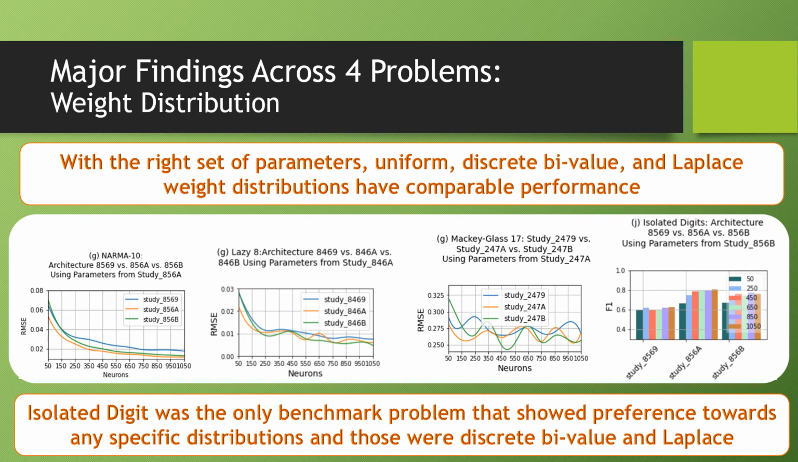The only problems that may show some preference are Mackey-Glass and isolated digit. For Mackey-Glass 17, the discrete bivalue distribution does okay. It just seems to be a bit less consistent when swapping out parameter sets. However, the isolated digit problem definitely saw preference for discrete bivalue and Laplace. The uniform distribution was not able to compete for any of the parameter sets given to the model, but maybe it needs more trials to achieve a better parameter set. This can be seen in the bar graph on the right where study 8569 uses the uniform distribution.